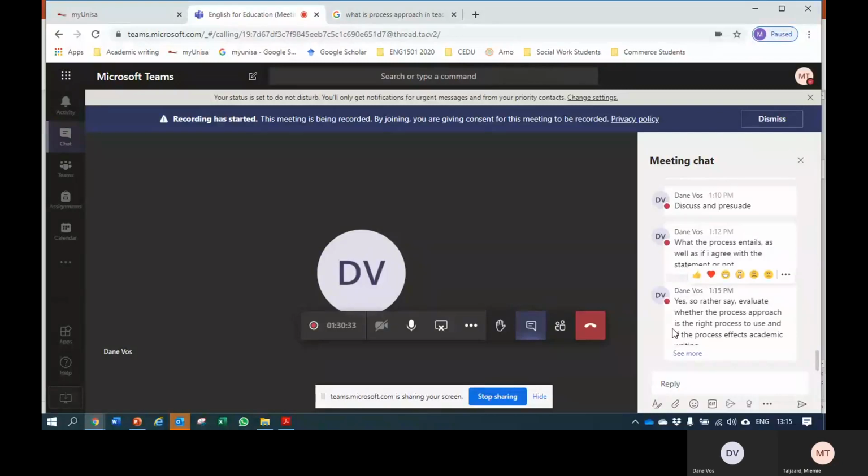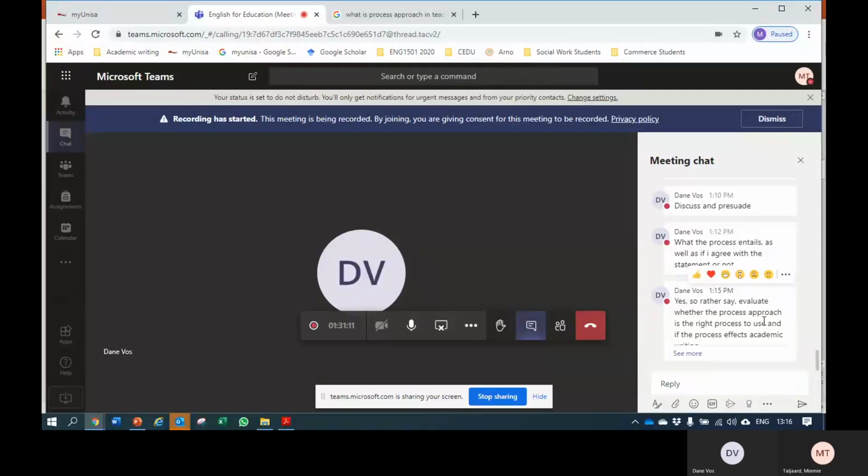Yes, that's a much better argument. So rather say evaluate whether the process approach is the right process to use, and if this process affects academic writing. Can you see that by choosing the right verb, like evaluate, you improve the rest of your sentence construction? It's very important to choose the correct verb.